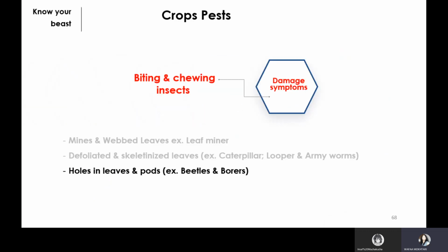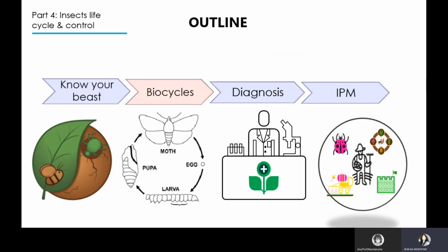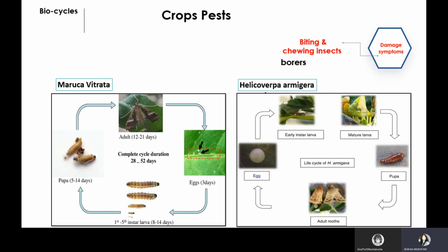Last, biting and chewing insects. Those that make holes in leaves and pods, like beetles and borers. The cycle of beetles and borers is kind of similar. You should know that there are two kinds of borer that are really important. I think you have those and you would know them: Maruca vitrata and Helicoverpa armigera.